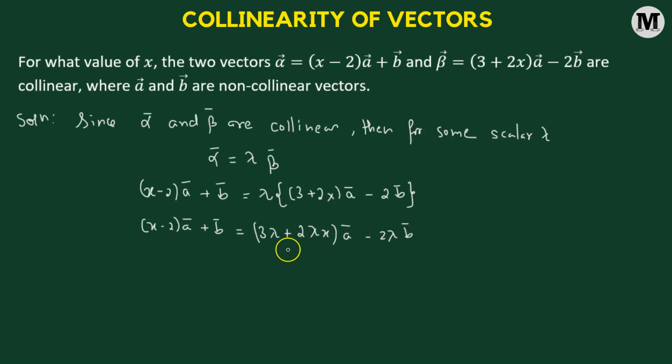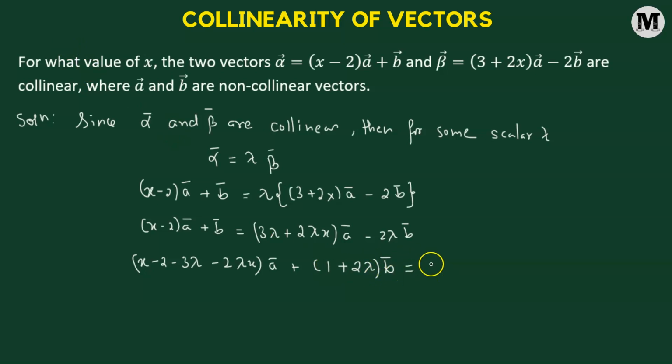Now what we'll do, we'll transpose these two terms on the right hand side to the left hand side and combine all the like terms to get (x minus 2 minus 3 lambda minus 2 lambda x) multiplied to the vector a, added to b vector times (1 plus 2 lambda). So let's take b vector as the common factor. We will get (1 plus 2 lambda) multiplied to b vector.